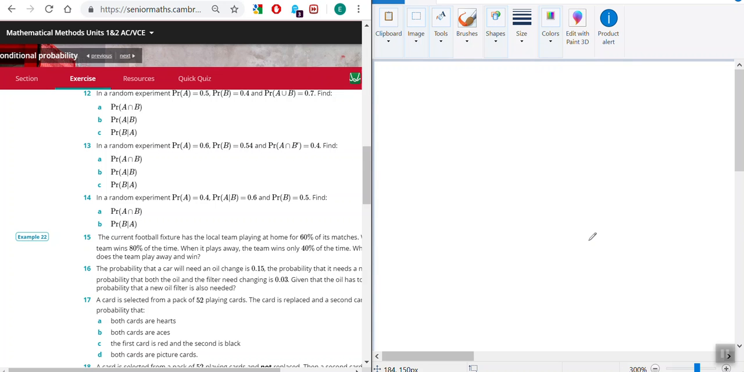This is for year 11 methods. We're going to look at question 13 and 15 from exercise 9F. Okay, so for question 13, we've got a conditional probability question.